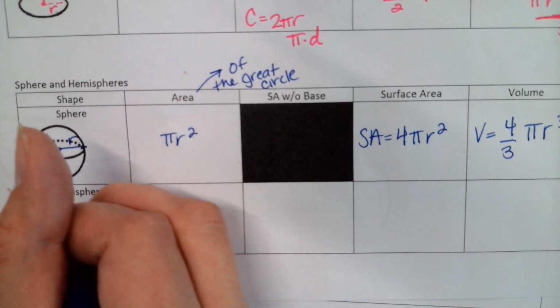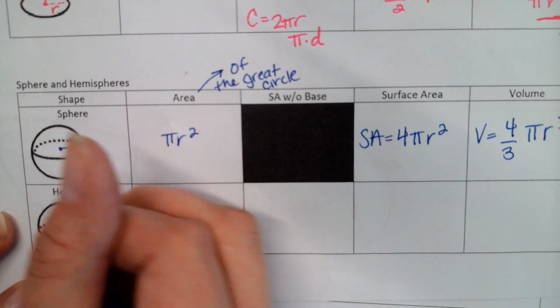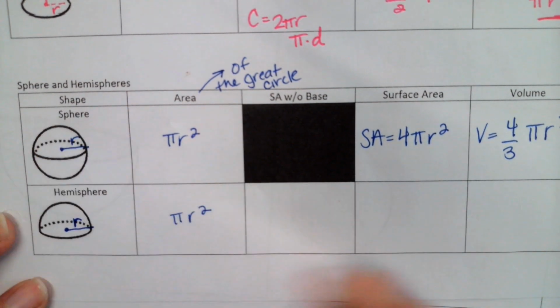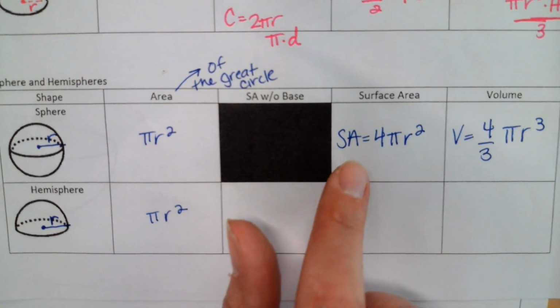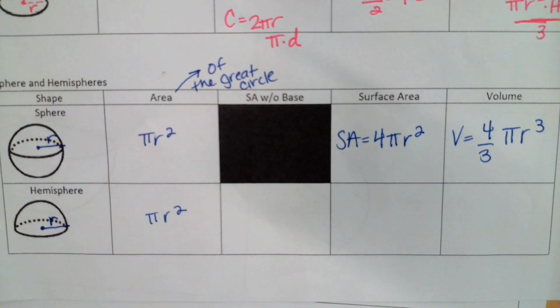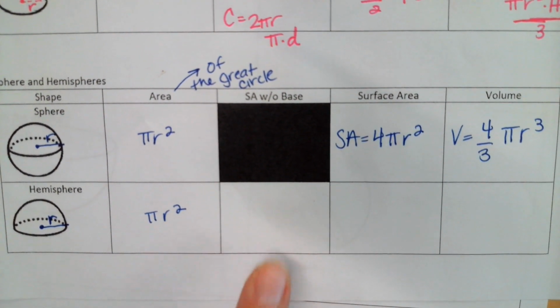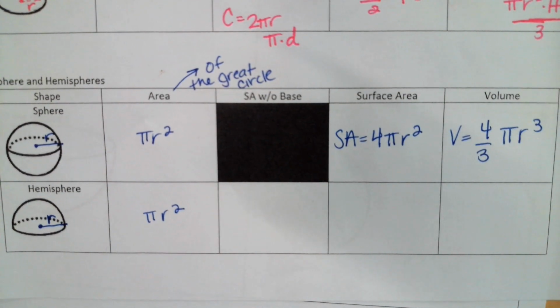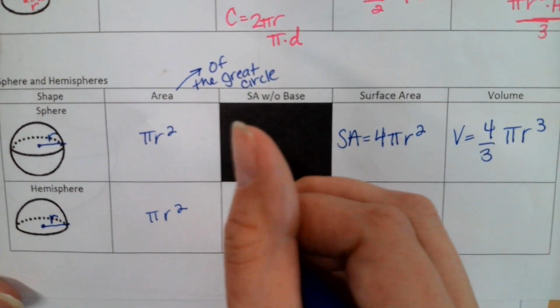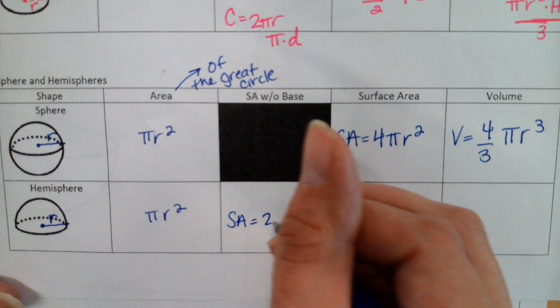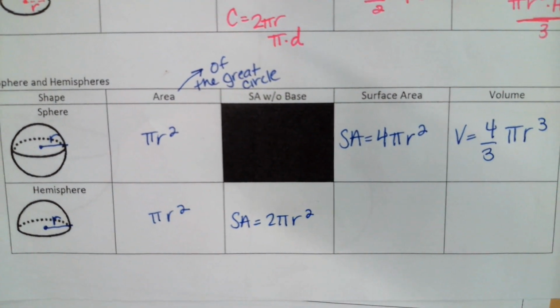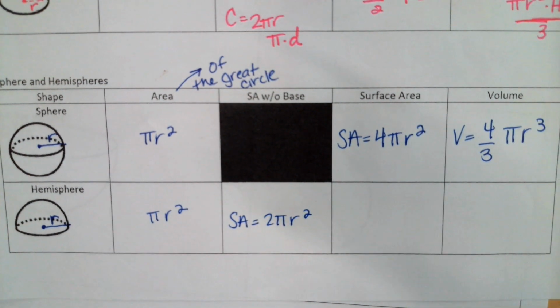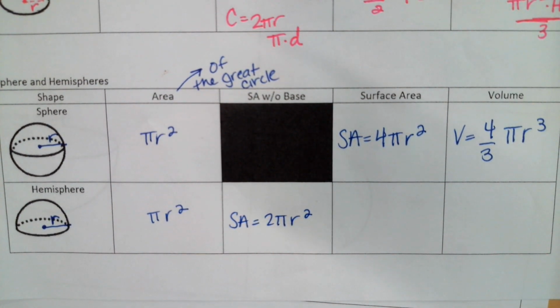Okay, for the hemisphere, what does hemisphere stand for? What do you think? Half. Yeah, it's going to be half the sphere. So when we take the surface area, we're going to cut it in half. That's actually the surface area without that base. So that is going to be 2 pi r squared. We hardly ever use this formula. The only time you use this formula is if you are having this hemisphere on top of another sphere.